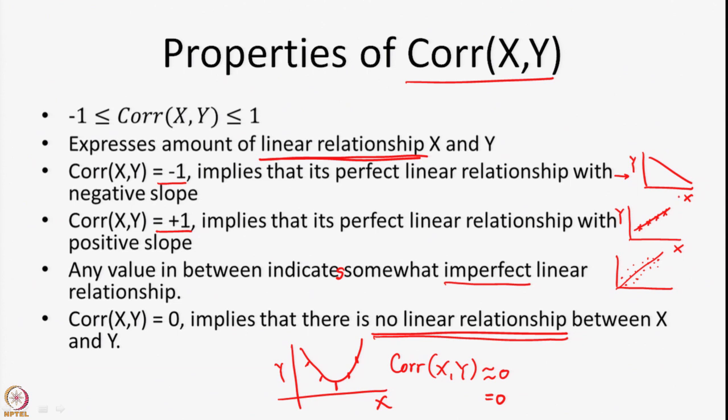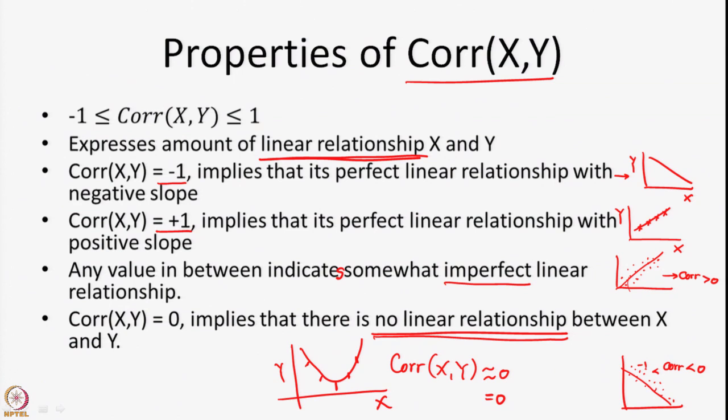If it is minus 1, it is a perfectly negative slope. If it is plus 1, it is a perfectly positive slope. Anything in between is somewhat an imperfect relationship. Again, if the imperfect relationship is like this, your correlation coefficient will be greater than 0, but less than 1. And if your data is distributed somewhat like this, then the correlation is going to be less than 0, but of course greater than minus 1. So, it gives you an idea whether the relationship is on the positive side or the negative side, but it would not give you a perfect 1 or perfect minus 1. And when it gives you a perfect 0, please understand that it only says that there is no linear relationship.